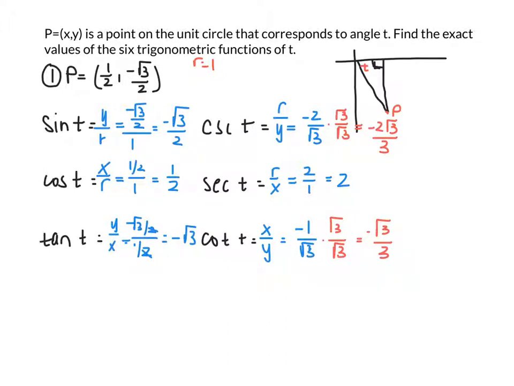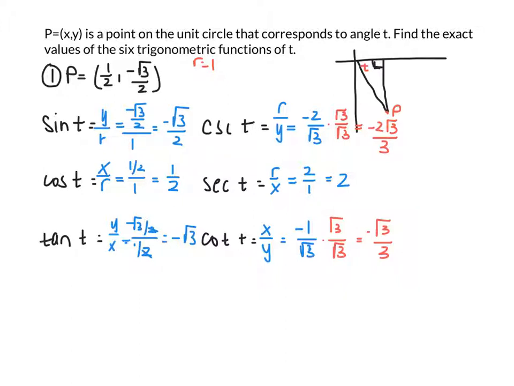Secant is your r divided by your x, so 1 over 1/2, or it's your cosine flipped over, so 2 over 1, which is 2. Cosecant is r divided by y, so 1 divided by negative root 3 over 2, or just flip your sine over, again negative 2 over root 3, a perfectly acceptable answer, but you will sometimes see this rationalized as negative 2 root 3 over 3. So this is just knowing all of your ratios and filling in the pieces that they give you.